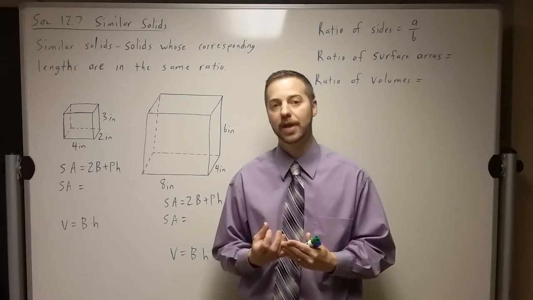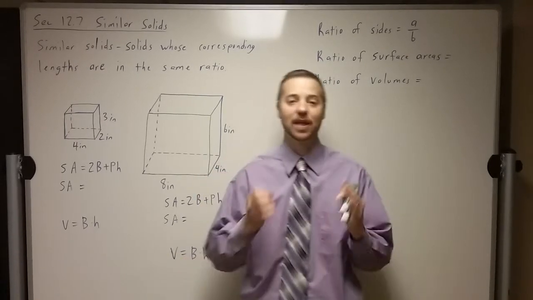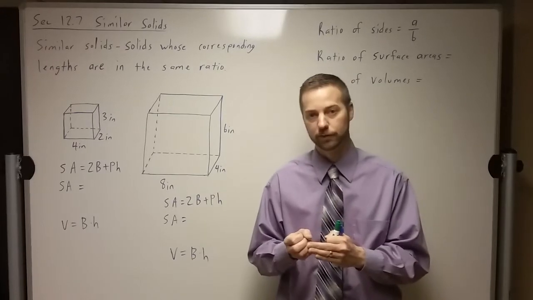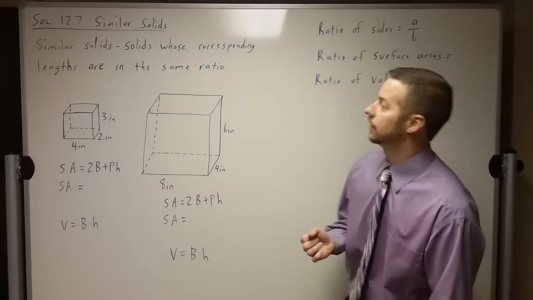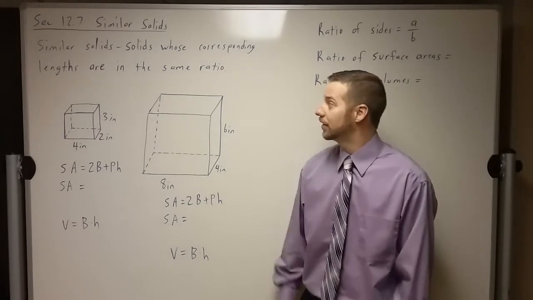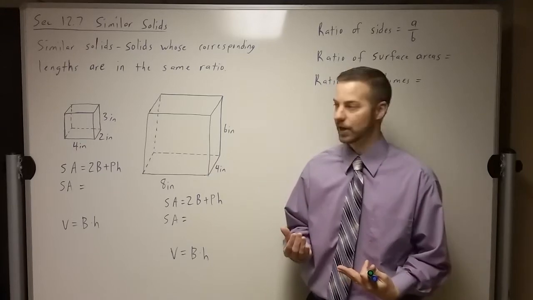We're going to do a little of that, but we're going to see there's a little difference with just the side lengths and the ratios of areas and ratios of volumes. So first off, what it takes for solids to be similar. This is solids where all the lengths that line up are in the same ratio.